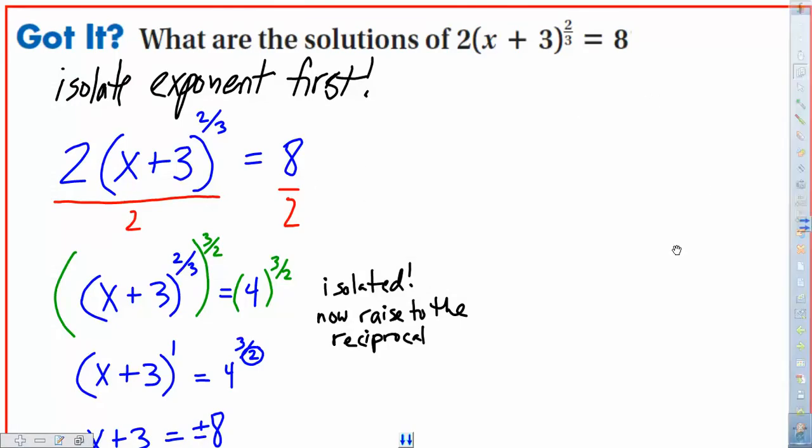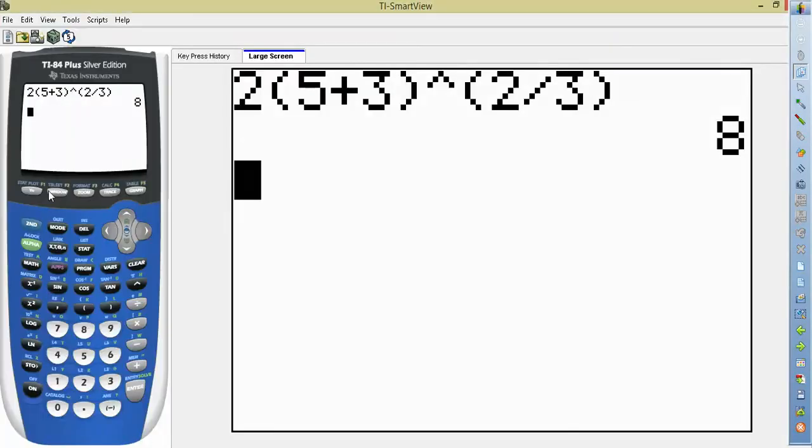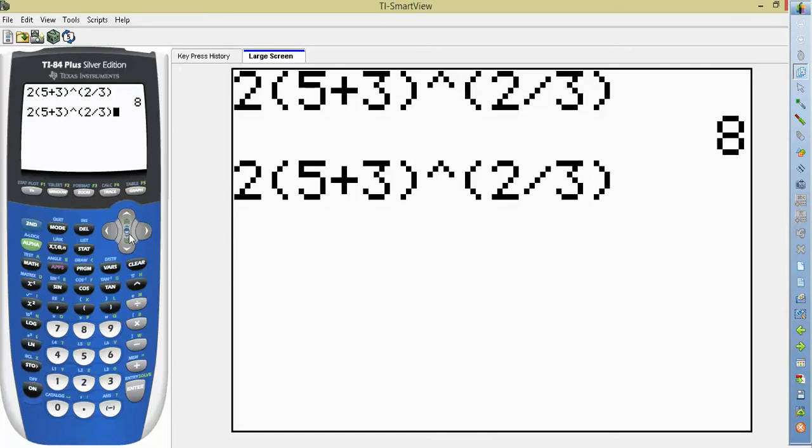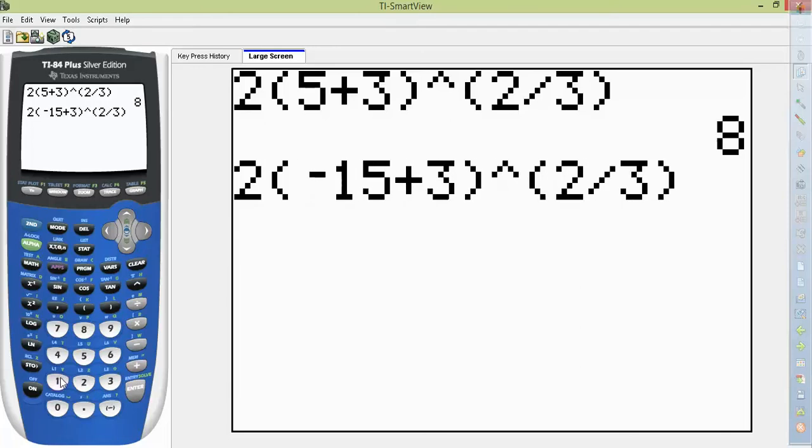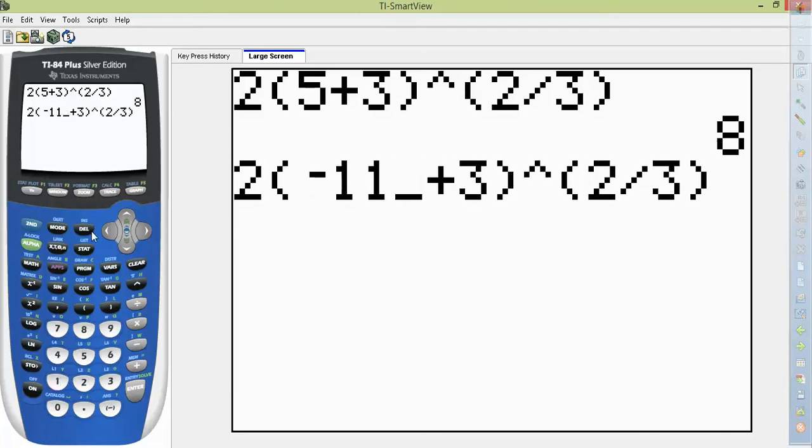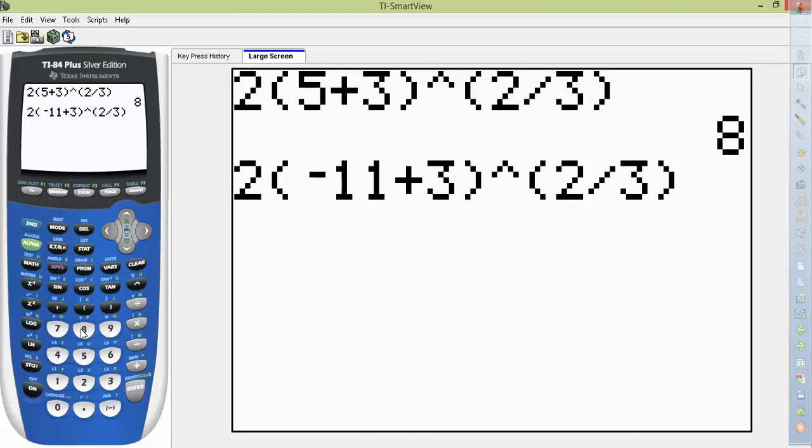Yep. And then our other answer check, it was negative 11, so I'm going to hit second enter just to copy it in there. And then let's insert negative 11 in here, second, and then delete, and then hit the negative, and then 11. See how it just puts the 11 right there? And then I'm just going to press delete to get rid of that 5. Press enter, should get 8 again. Boom. Both those answers are legit.